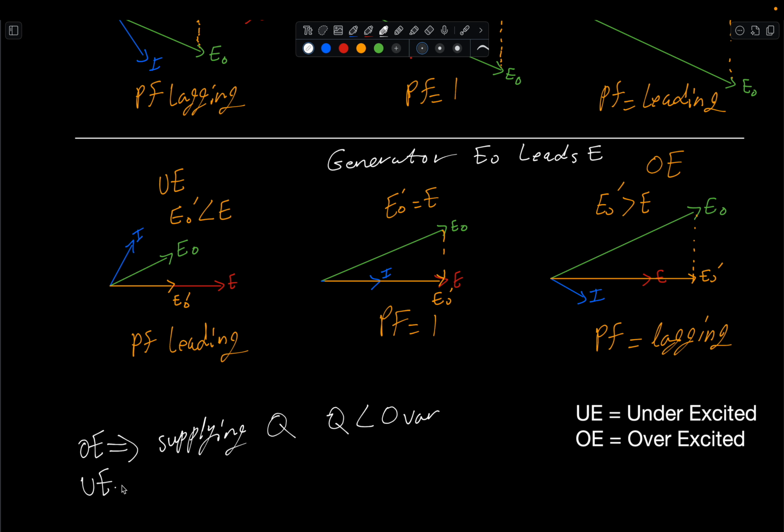And when it's underexcited, it's basically consuming Q, which means Q is greater than 0 VAR. And this is for a synchronous machine. I think this is really important to remember: when it's overexcited, the machine is supplying reactive power, and your Q is considered less than 0 VAR. And when it's underexcited, it's consuming, and Q is on the positive side.